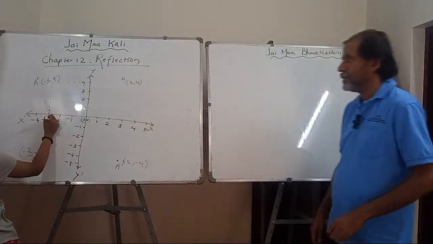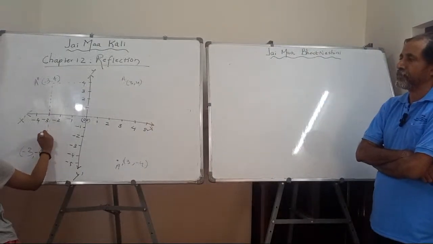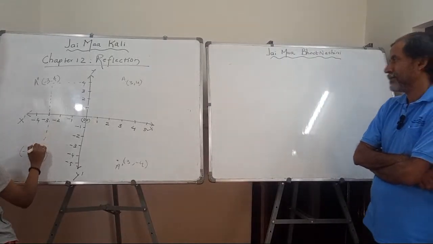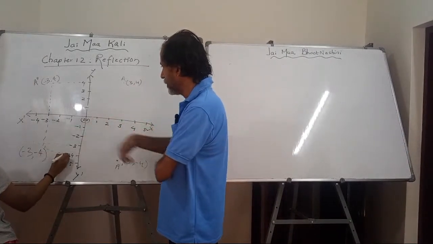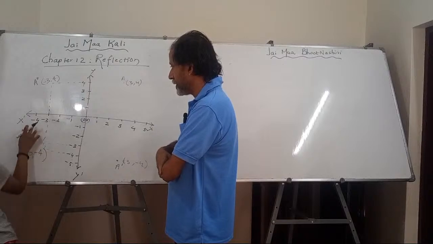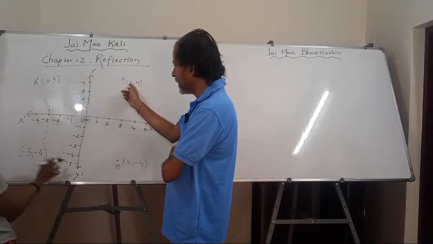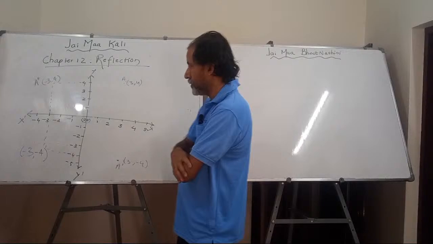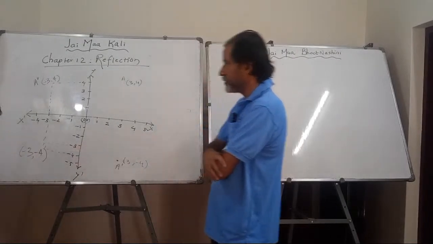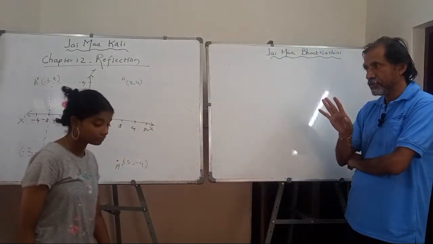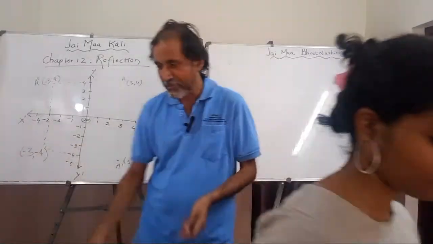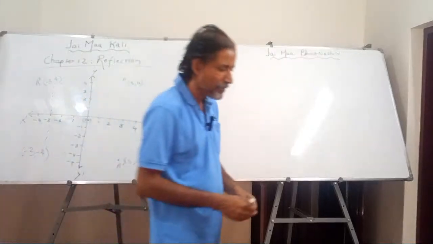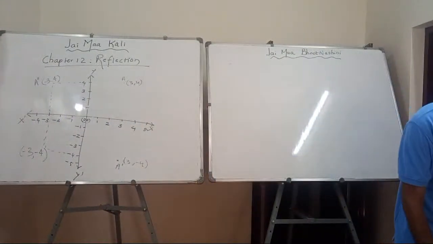You understood, right? From here you have to come there, a straight line. Just change the sign. 3 becomes -3, 4 becomes -4. So you understood, right? So this is the chapter. That's it. More complexities may come, but you understood this. It's a great thing.